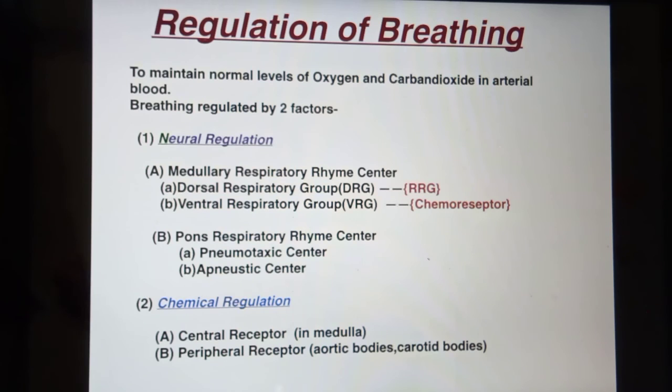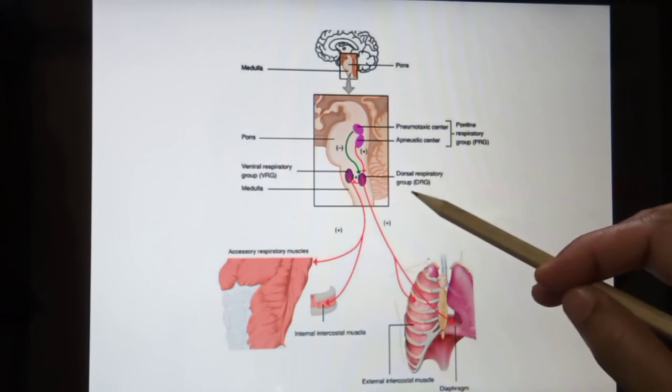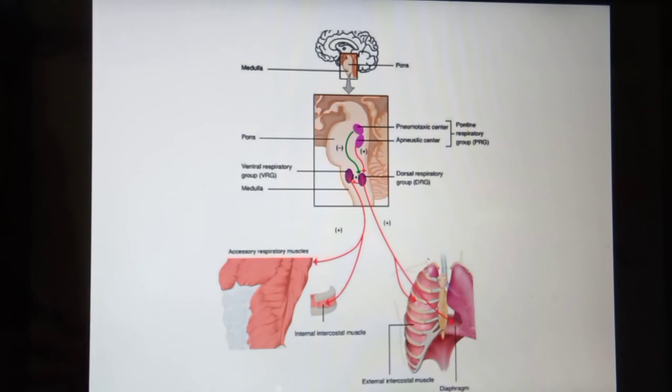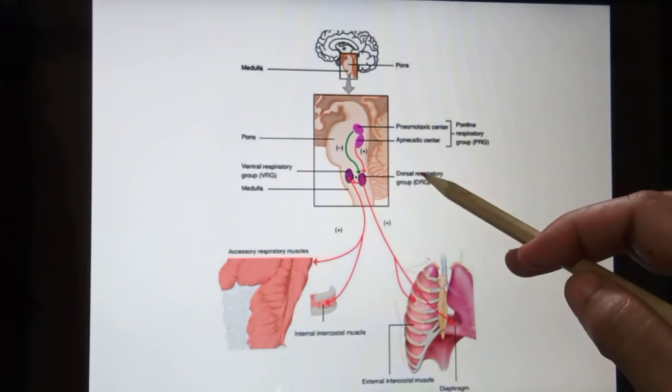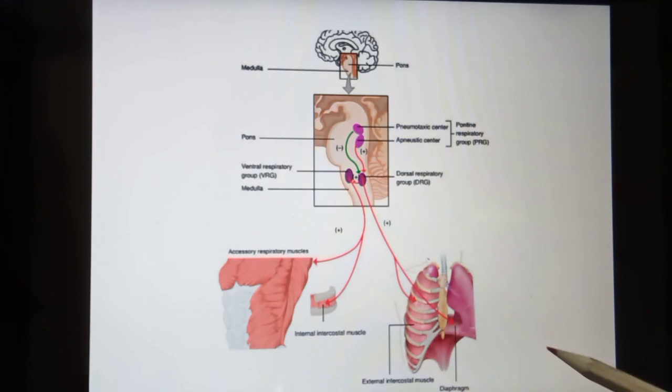Regulation of the breathing: there are two regulatory factors that control the regulation of breathing, neural regulation and chemical regulation. Actually all the regulation is done by the dorsal respiratory group. This is the dorsal respiratory group. All the chemoreceptors and all the centers, such as the apneustic center, pneumotaxic center, or ventral respiratory center, give instruction to the dorsal respiratory system. After that, the dorsal respiratory system is the only one responsible for inspiration and expiration.